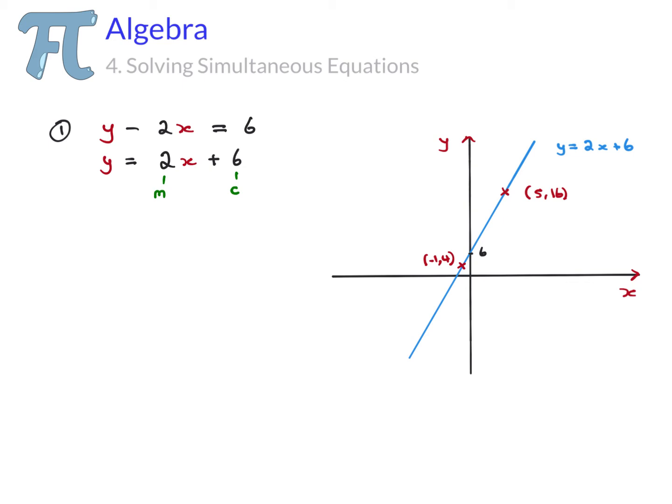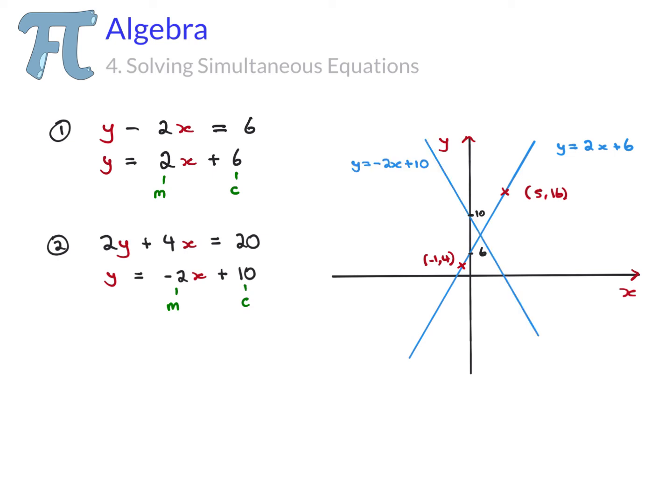Now we introduce another relationship. Let's say we need 2y plus 4x equals 20 to also be true. There is another list of pairs of x and y values which makes this equation true, and we can again draw these points on the graph. We rearrange to see this is a straight line graph of gradient minus 2 and y-intercept of 10. Every point on this line has coordinates that satisfy the relationship 2y plus 4x equals 20.